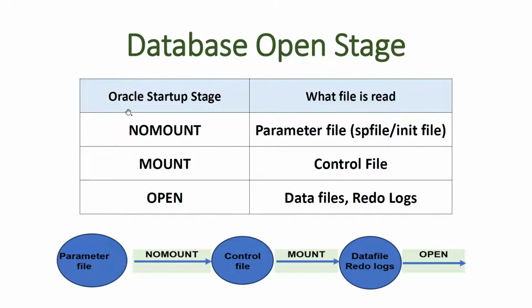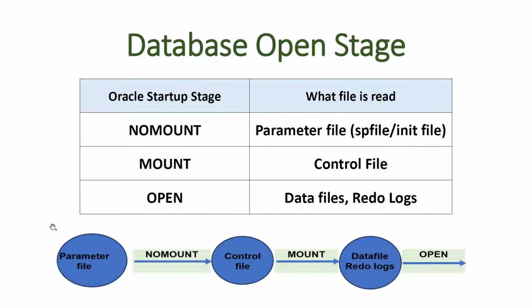When you start the database, it actually goes through three different phases: nomount, mount, and open. In nomount, it will read the parameter file. It will either read the SP file or init file. In the mount mode, it will read the control file, and in the open mode, it will open the data files and redo logs. So these are the phases.